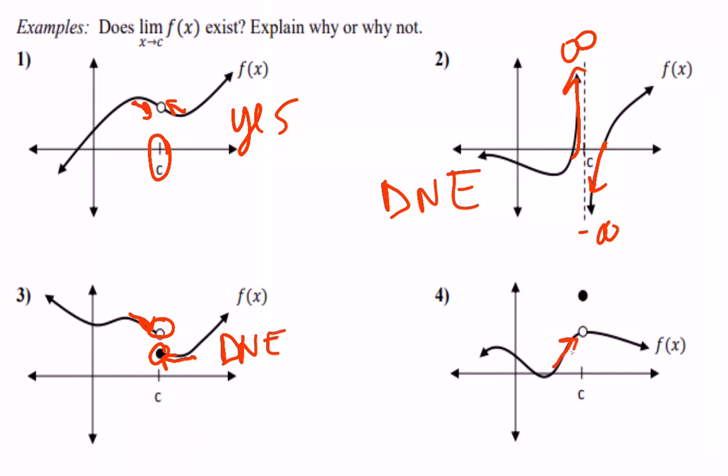From the left, I'm approaching there, and from the right, I'm approaching the same point. So even though f of c is way up here, that doesn't matter. We would still say that the limit does exist.